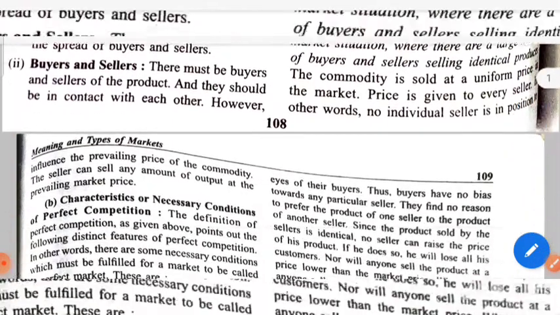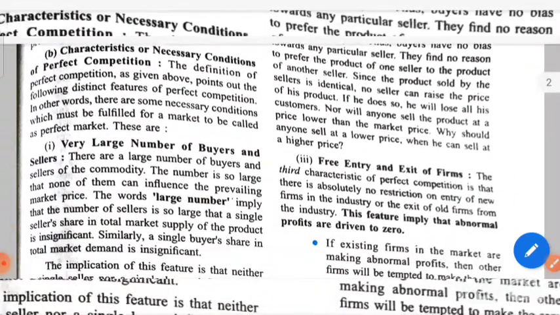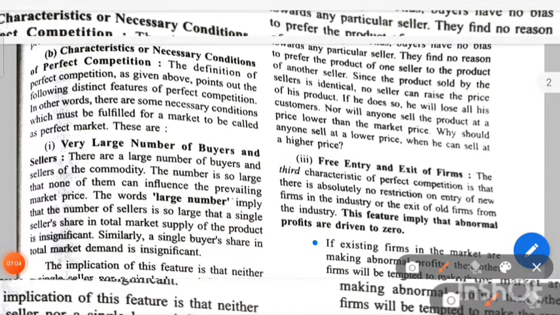Now let's see the characteristics, or features, of perfect competition. There should be a large number of buyers and sellers, then only can you say that this market situation is perfect competition. If there is only one seller or only one buyer, you cannot say that the situation is perfect competition. To identify whether the situation is perfect competition, these are the features you need to keep in mind. First, there should be a large number of buyers and a large number of sellers.